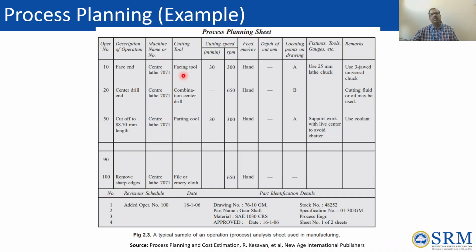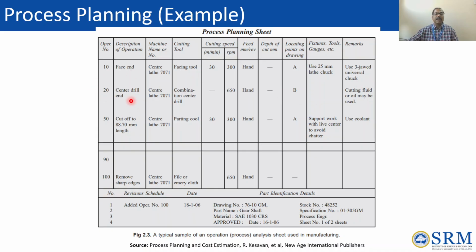So the cutting tool, how much cutting speed in terms of RPM, how much feed we are going to give, whether the feed is automatic or manual, how much depth of cut, and the locating points on the drawing, where the face end is located, and what kind of fixtures they are going to use. Use a three jaw chuck, the universal chuck. With a three jaw chuck you need to adjust each and every jaw, so it takes time. So the setup time may be needed. So all should be documented.